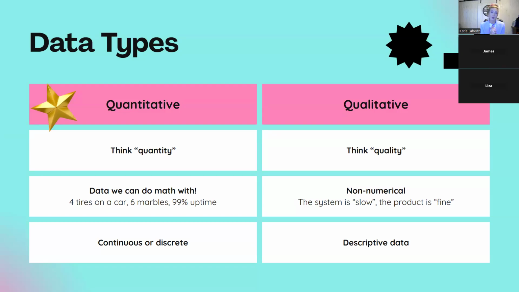Qualitative data is quality of something. So that's non-numerical. It's like saying the system is slow, the product is fine. Many times qualitative data, the quality of something, is how it's making us feel. This new process is really frustrating. That is qualitative. That's not quantitative.